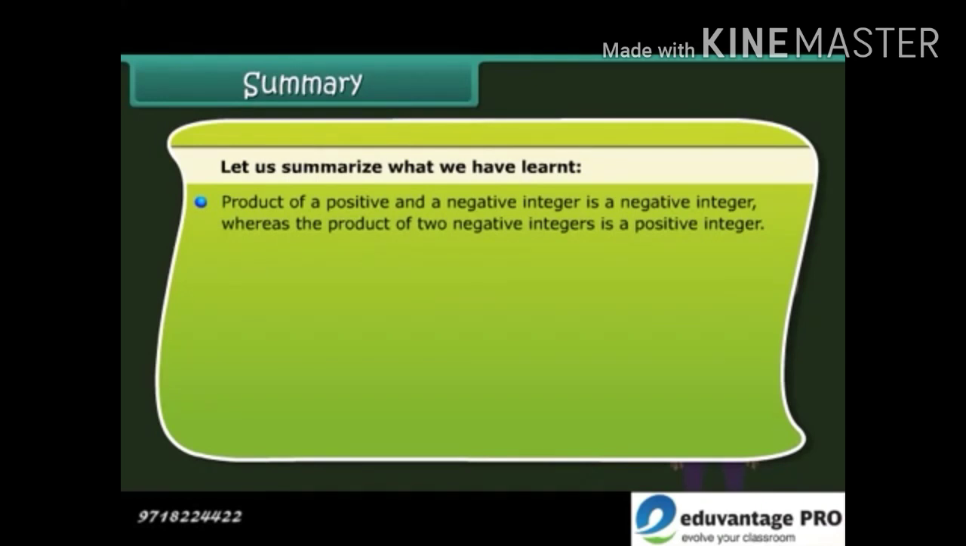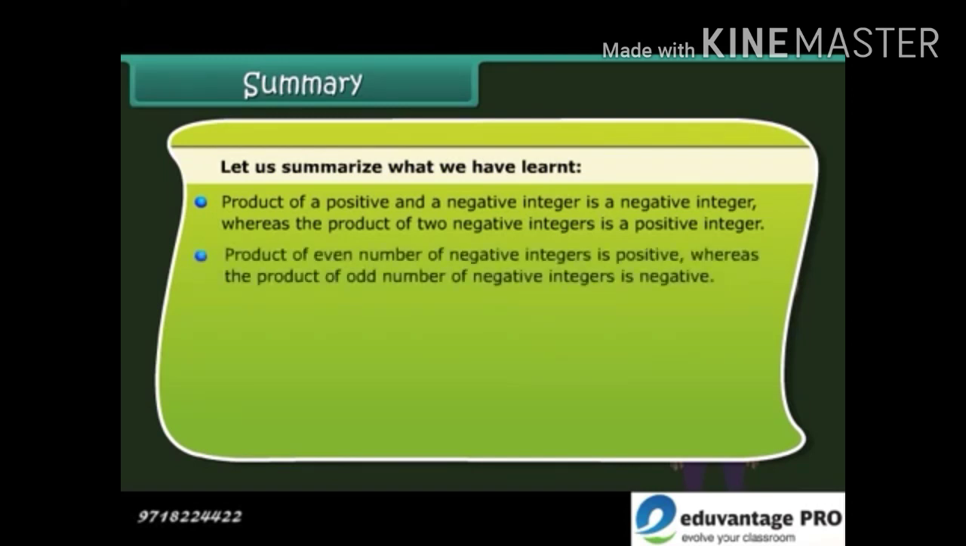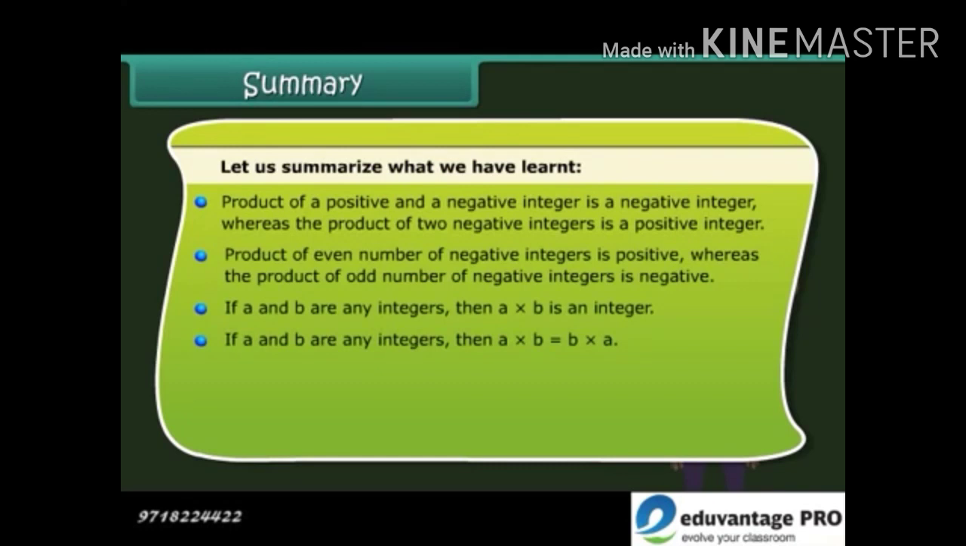Product of a positive and a negative integer is a negative integer, whereas the product of two negative integers is a positive integer. Product of an even number of negative integers is positive, whereas the product of an odd number of negative integers is negative. If a and b are any integers, then a × b is an integer. If a and b are any integers, then a × b is equal to b × a. The integer 1 is the identity under multiplication, that is, 1 × a is equal to a × 1 for any integer a.